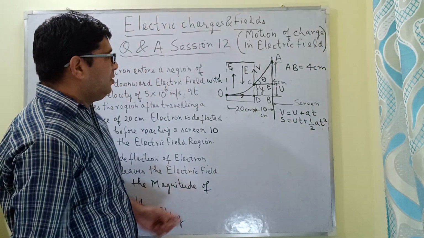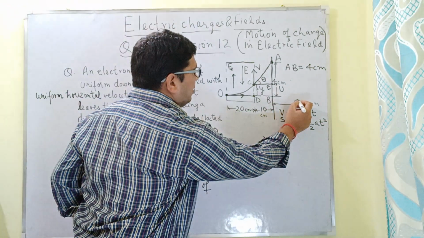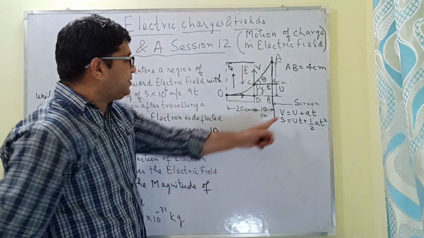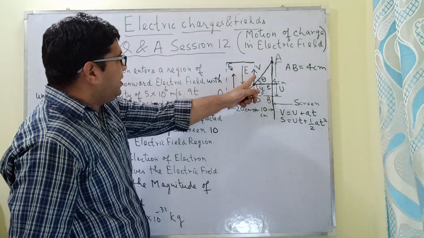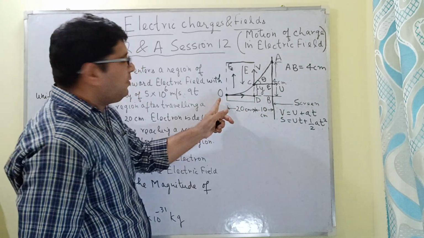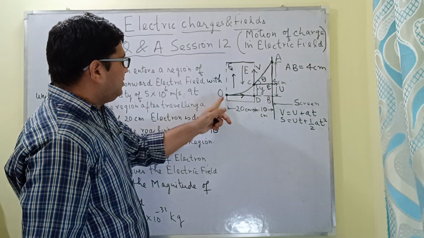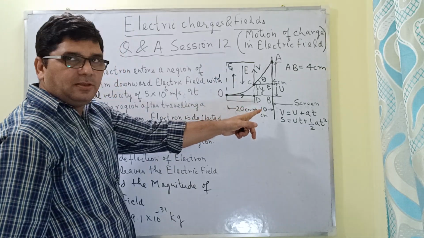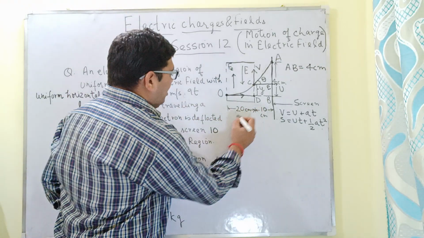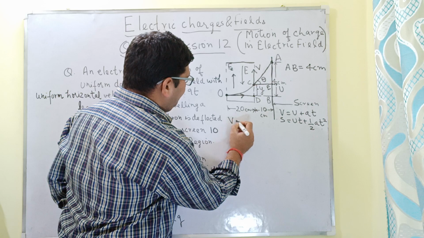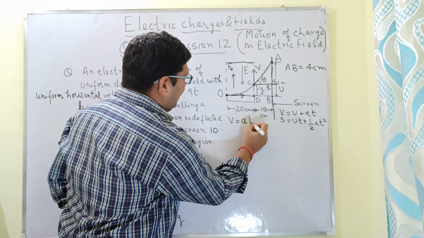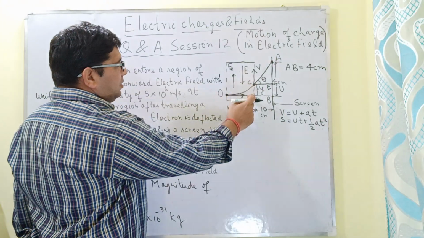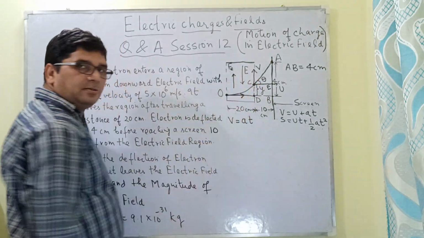ठीक है? So now in this case, if I use this equation v is equal to u plus at, so v will be equal to at, because the initial vertical component of the velocity of the electron is 0. So v will be equal to at. And what is t? T is the time taken by this electron to reach this point C. Okay?